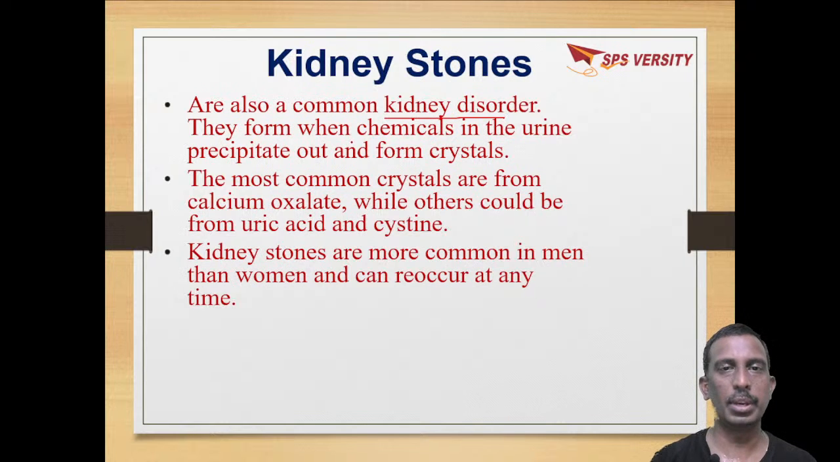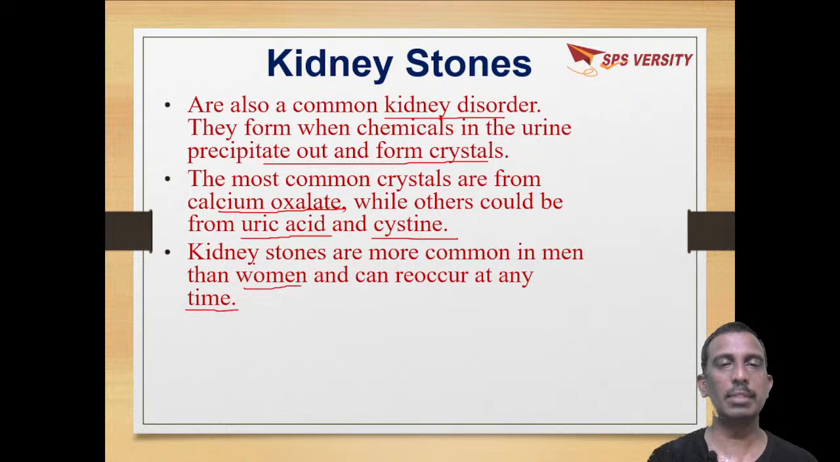So chemicals in the urine precipitate out and form crystals. They are generally calcium oxalate crystals, while others could be from uric acid and cysteine. Kidney stones are more common in men than women and can reoccur at any time. It doesn't mean that once kidney stones are formed there is no chance of formation again; there is a chance of formation of kidney stones again.